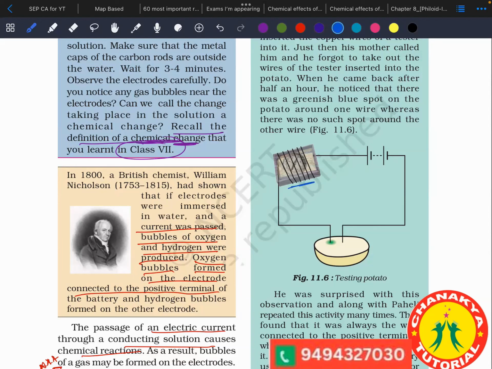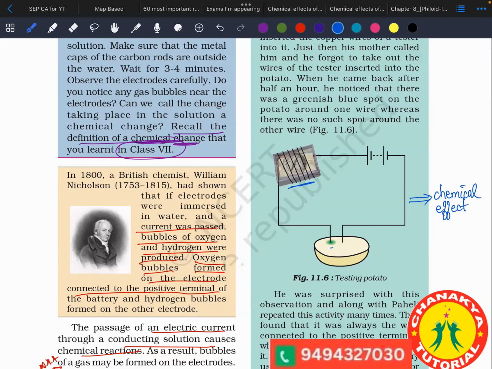So when we applied the electric current, we observed that there is a change in color of one spot in the potato. And if there is a change in color, can you tell me what kind of effect we are observing? Change in color of the solution. Yes, change in color. And what kind of effect of electric current is this? Chemical effect. Chemical change. Chemical effect.